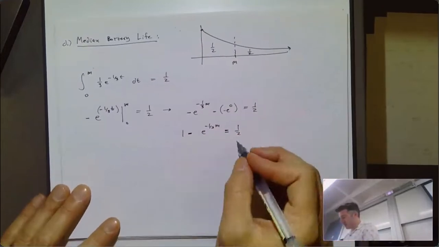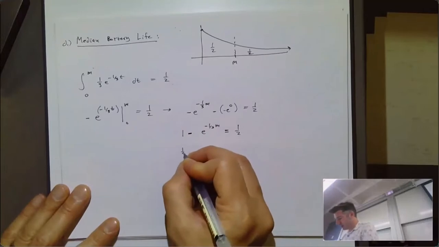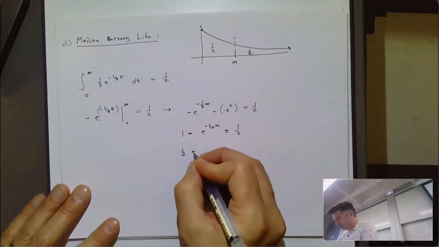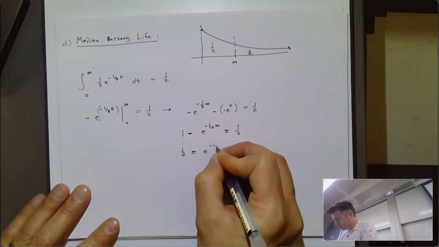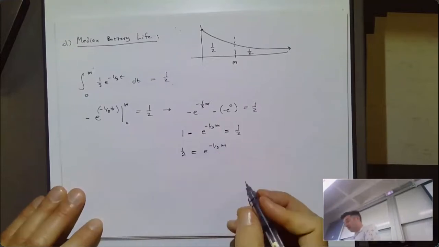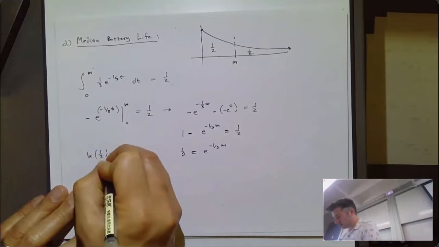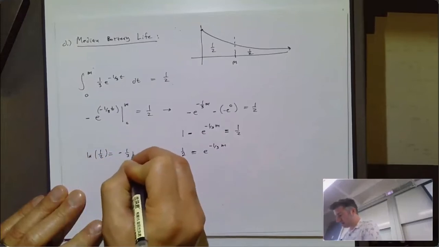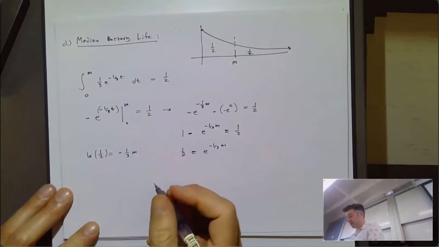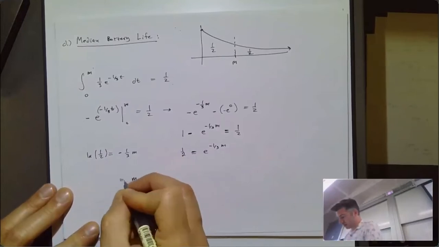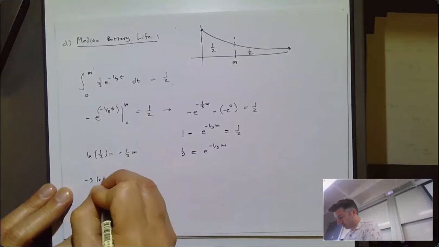Let's subtract 1/2 from both sides and add e to the negative 1/3 m to both sides. Then we're going to take the natural log of both sides. So we have the natural log of 1/2 equal to just negative 1/3 m. And then we're going to multiply both sides by negative 3. So m is equal to negative 3 times the natural log of 1/2.